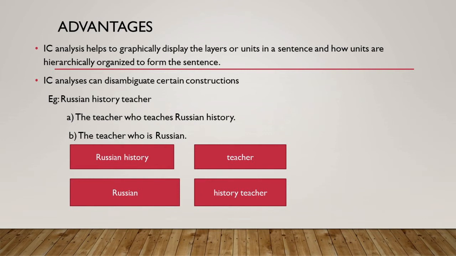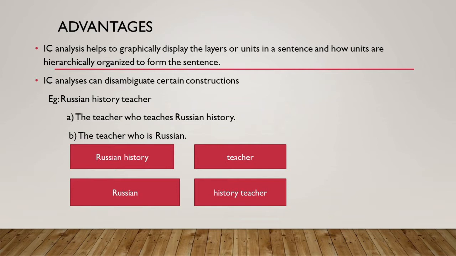Let us check the advantages of IC analysis. IC analysis can display the layers or units in a sentence, and it can show how units are hierarchically arranged to form a sentence. So a sentence is not arranged in a linear manner. On the other hand, a sentence has units and there is a hierarchy in the arrangement of the units, and we understand this when we analyze it using the IC analysis.